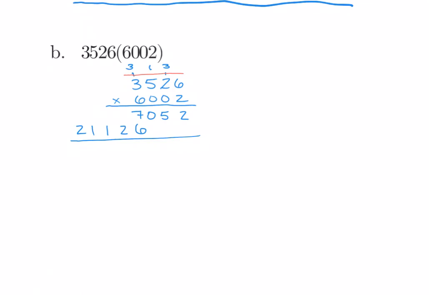So if we go ahead and add this, we get 2, 5, 0, 13, 3, 1, 1, and 2. I'm going to put my commas in here to make it a little bit easier to read. We have 21,133,052.